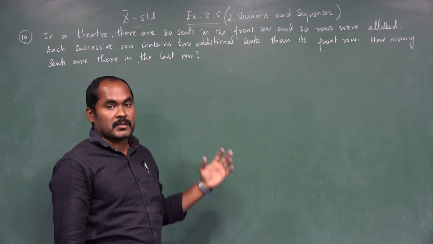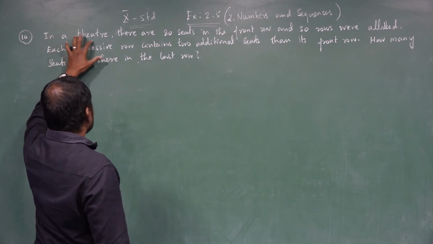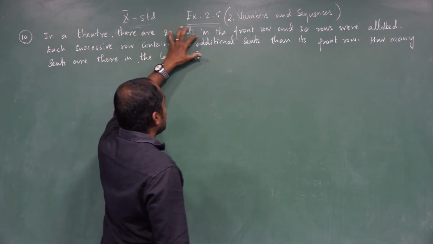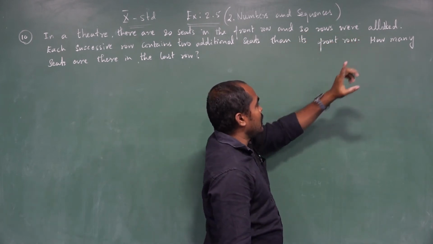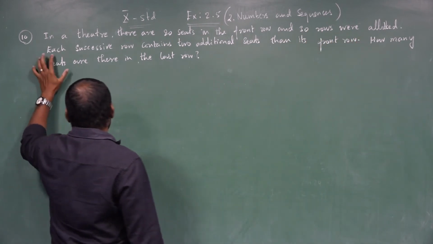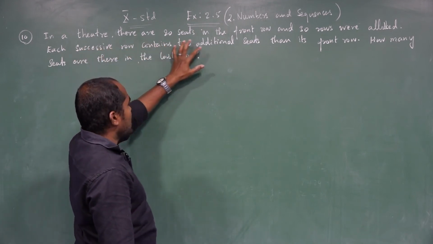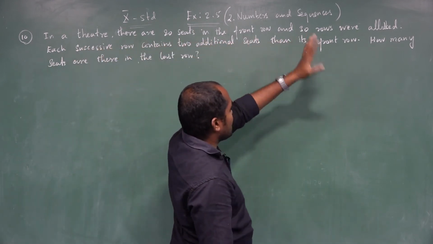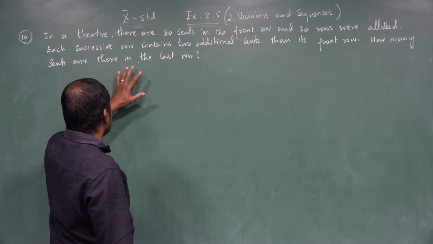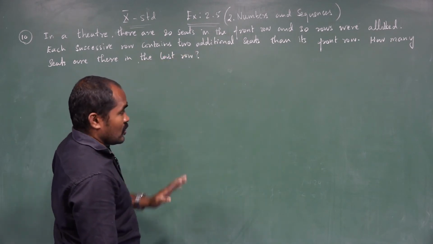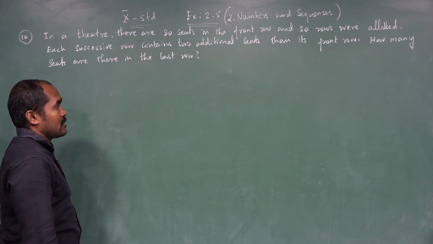So next, exercise 2.5, 10th sum. In a theatre there are 20 seats in the front row and 30 rows were allotted. Each successive row contains 2 additional seats than its front row. So how many seats are there in the last row? So this is our question.